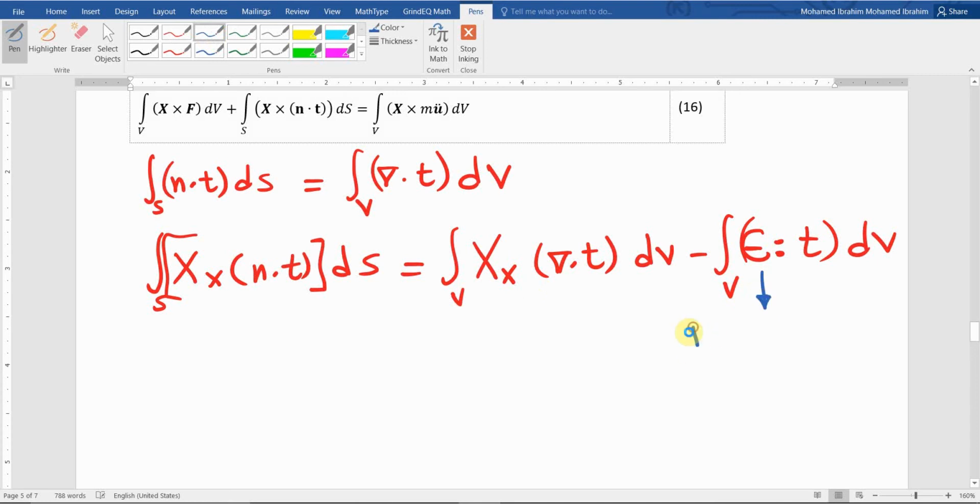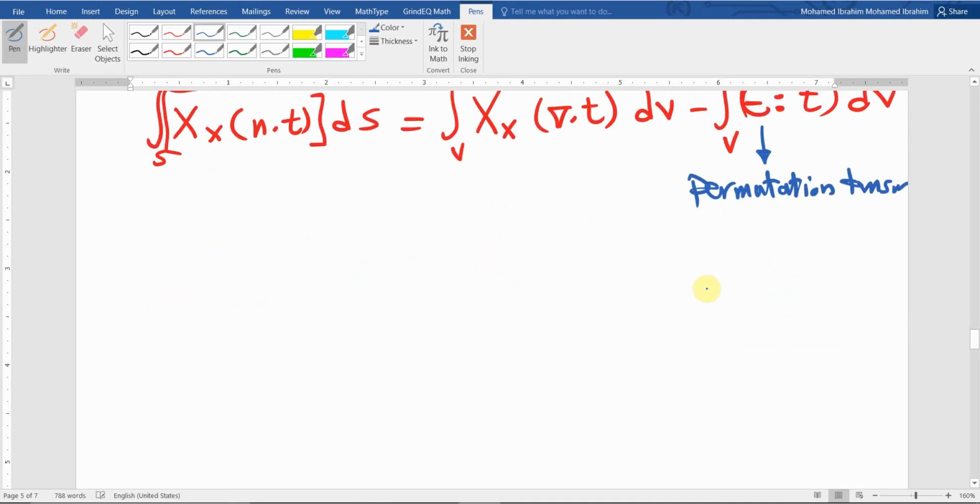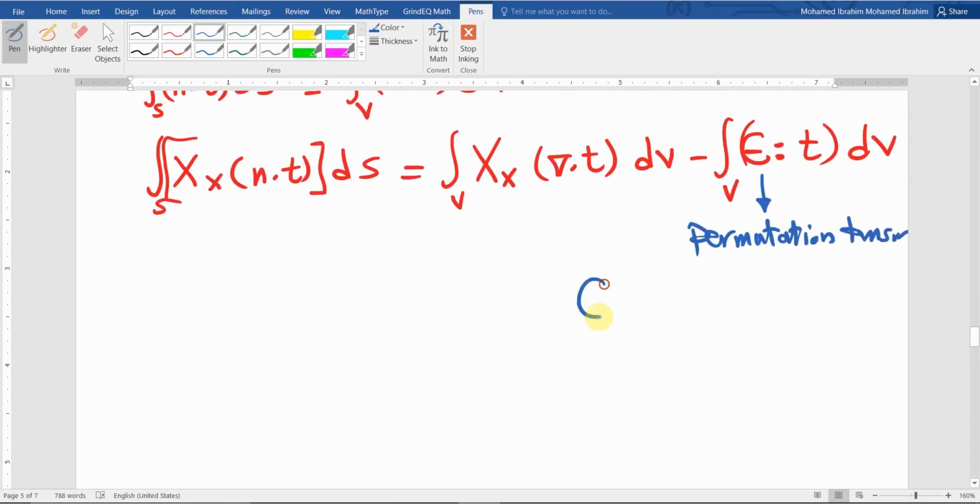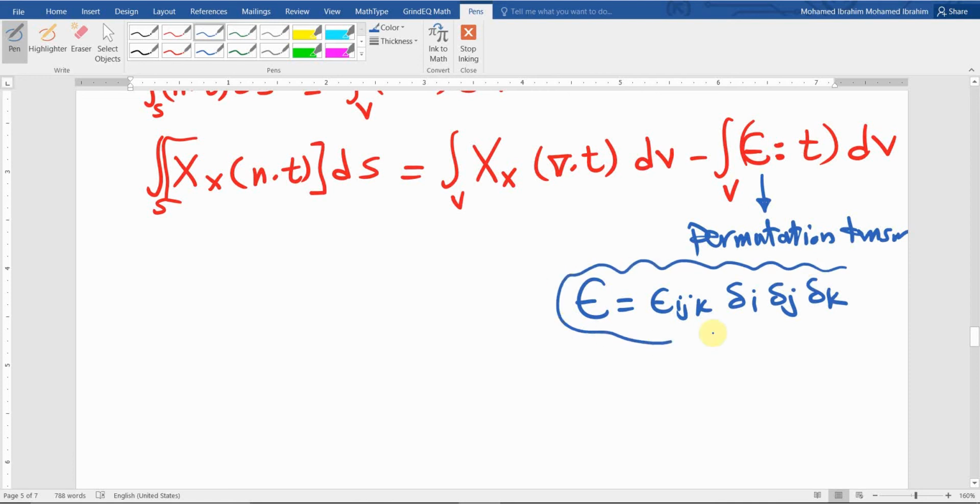This epsilon is the permutation tensor. What is the permutation tensor? This epsilon is just the tensor equal to epsilon ijk, which is the permutation parameter that we considered before, but this is the tensorial form of this parameter. That's why it has delta i, delta j, delta k. This is triadic. This is a third order tensor. Make sense? This is the epsilon, the permutation tensor here.